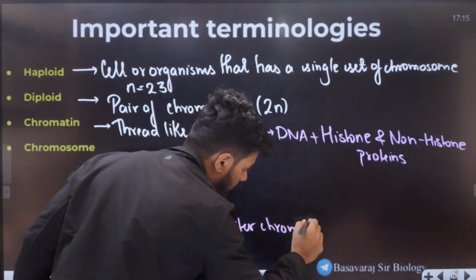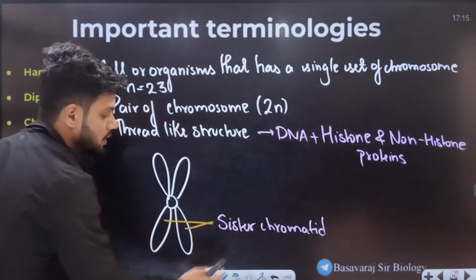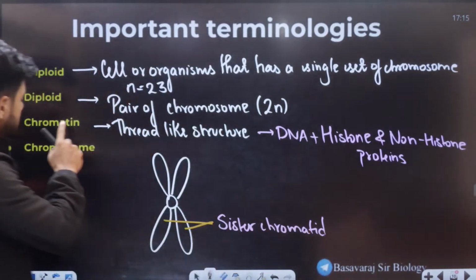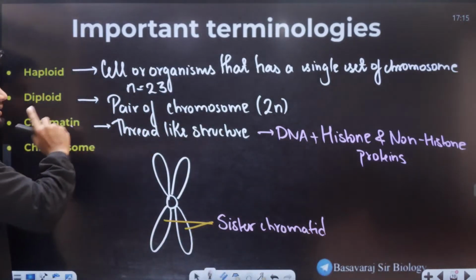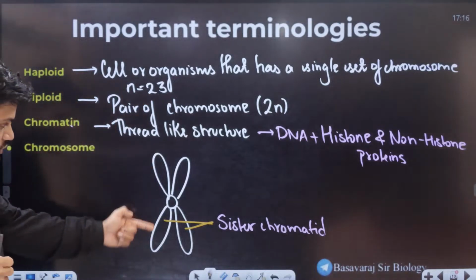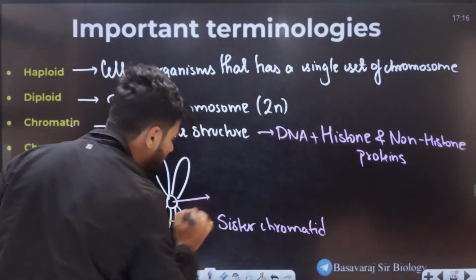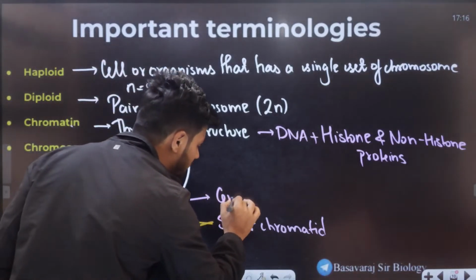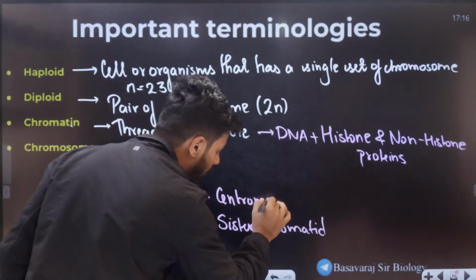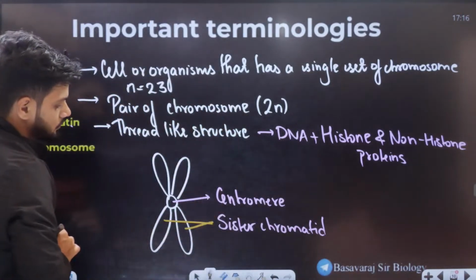Sister chromatid. Don't get confused. This is a chromatid. This is chromatin. Chromatin is a thread-like structure. This individual one is called a chromatid. Now, what is this middle part? Middle part is called the centromere. It's called the centromere. Okay, students.